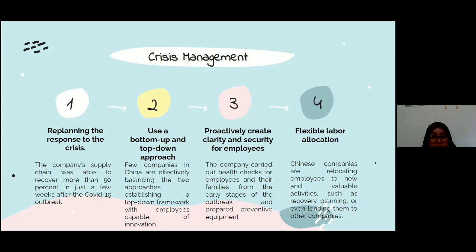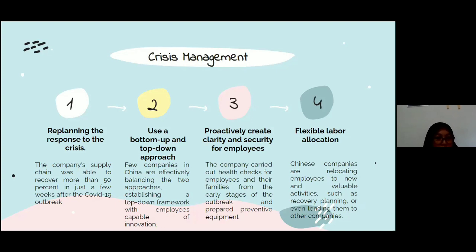And this is how China managed their crisis. And we call it crisis management. In China, we know that the COVID-19 crisis occur on China, and this is how they manage their crisis. First step is replanning the response to the crisis.